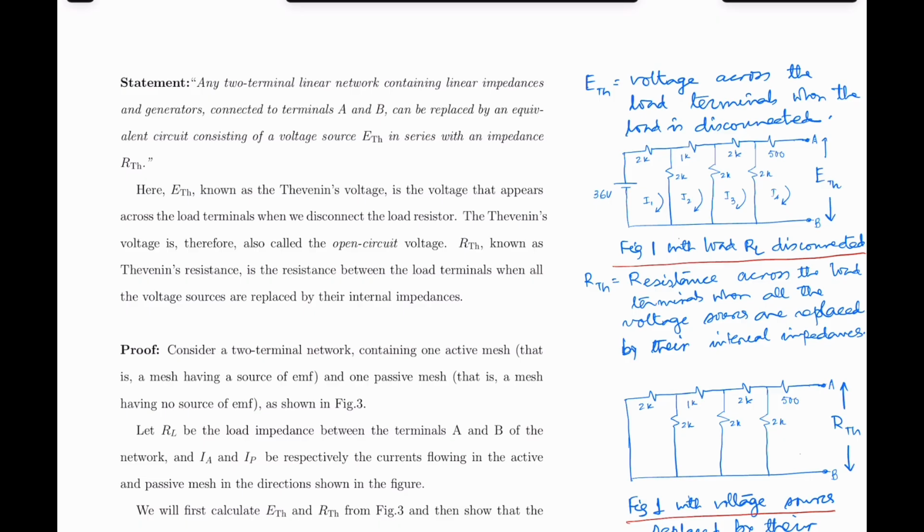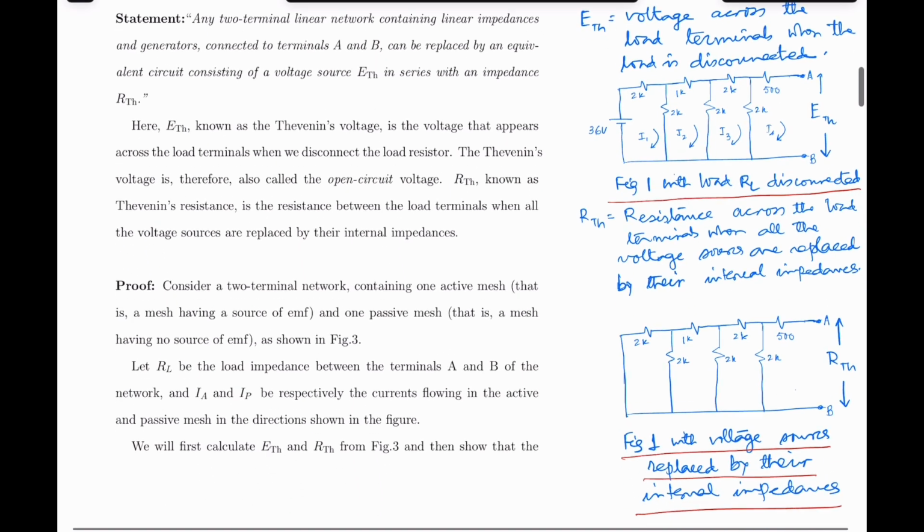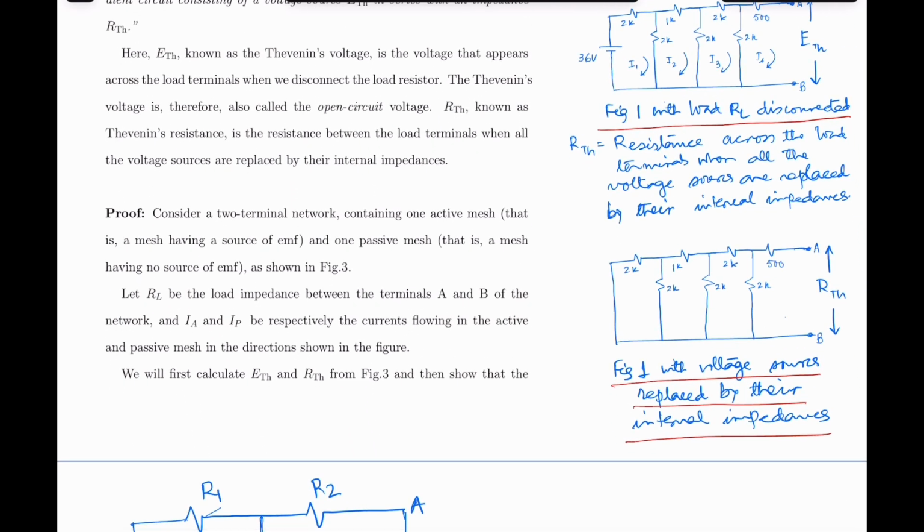And what is RTH? RTH is the resistance across the load terminals when all the voltage sources are replaced by their internal impedances. So as shown here, we have replaced the voltage source that appeared in figure 1. Everything else remains the same. So RTH is the resistance between the points A and B when the voltage sources are removed.